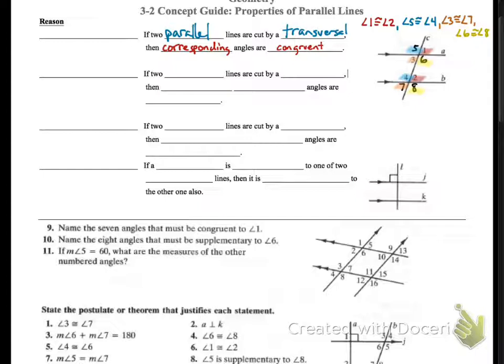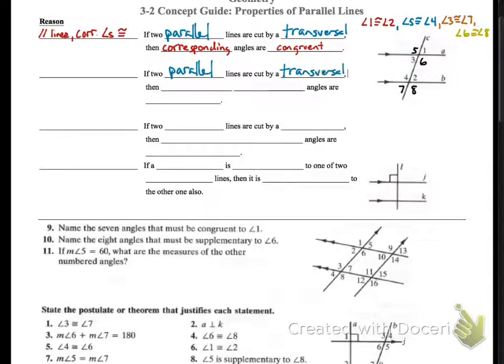Now over on the left hand side for the reason column, this is what will show up as your reason in a proof, like what we've been doing. Here's the shortened version of this. Just write parallel lines, comma, corresponding angles are congruent. That is much easier than writing everything out. Okay, so now we're going to use that to build on it.